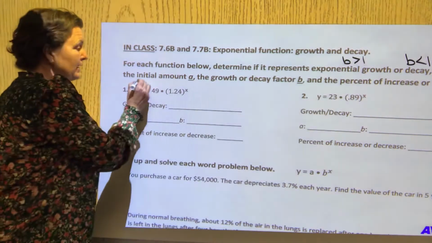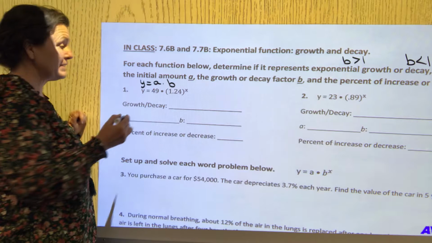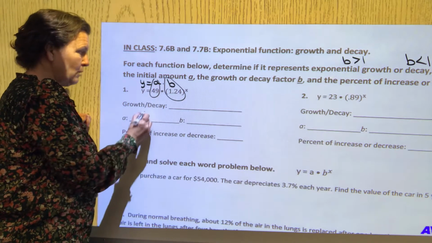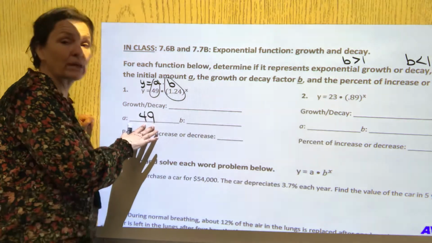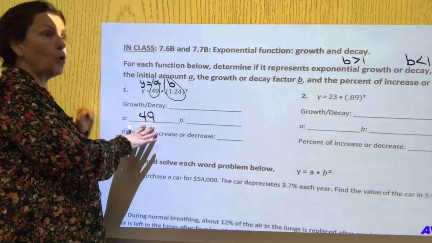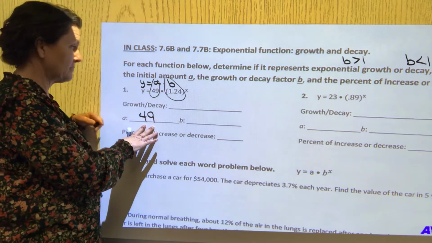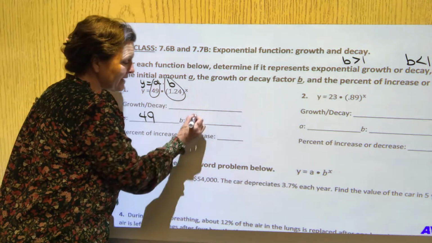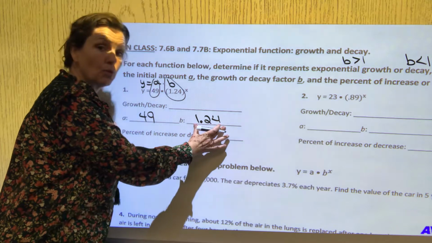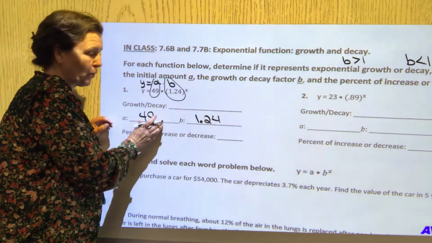The first thing I like to do is write the formula right on top. That makes it easy to identify our a and b pieces. Our a would be 49, so maybe we're dealing with 49 ladybugs, or 49 whales, or 49 beetles, or whatever you want to make it up to be. Our b is the second number, 1.24. Because this number is greater than 1, we're talking about greater than 100% of these 49.